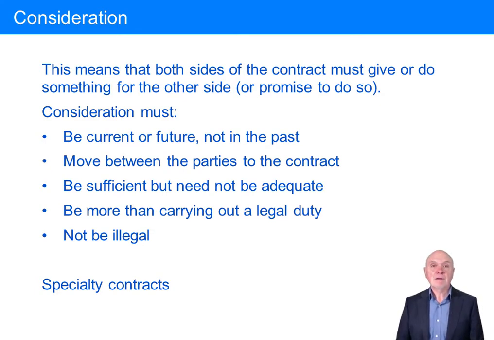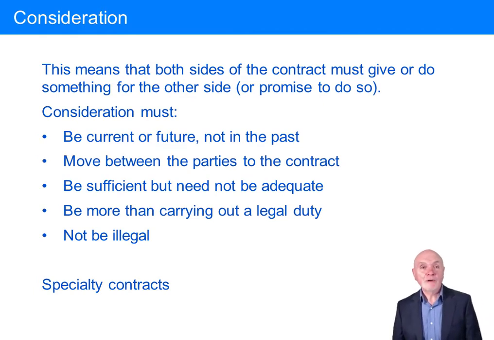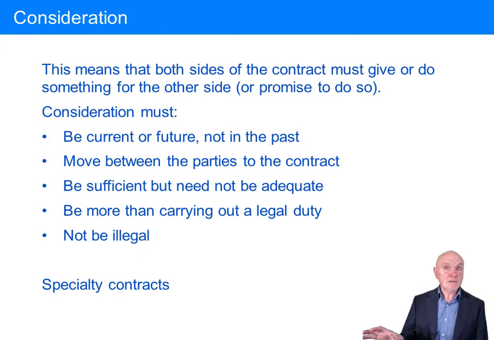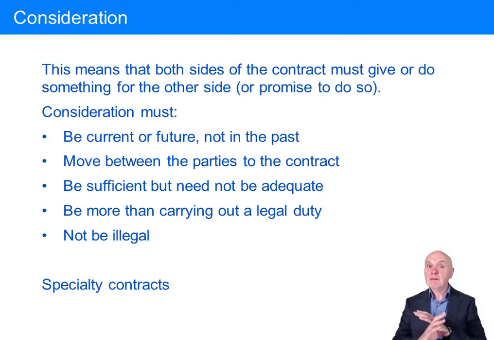So you cannot enter into any sort of contract where you say, I will pay you $50,000 if you kill that person. There may be value going each way, but the value going one way, the murder of a person, is generally regarded as being illegal, and that will not form a valid contract.